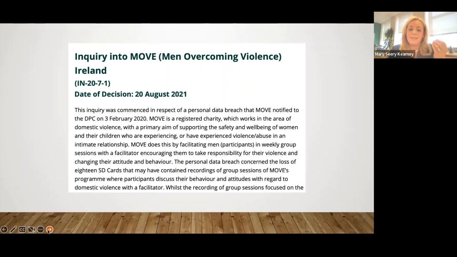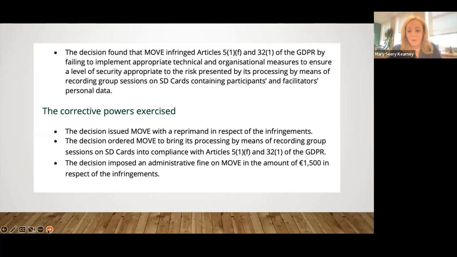And in that, they lost control of the memory cards. They got lost. They were told they were in breach. I mean, obviously, it's a very serious situation where people are in counselling sessions, in group therapy sessions, and that information is lost. So it showed that there wasn't a protocol in place for holding those memory cards very, very securely.